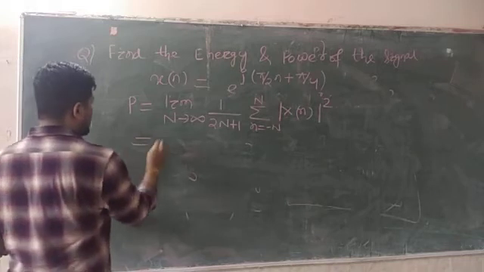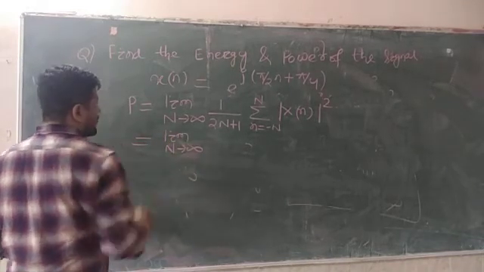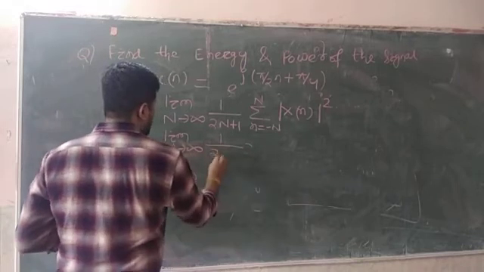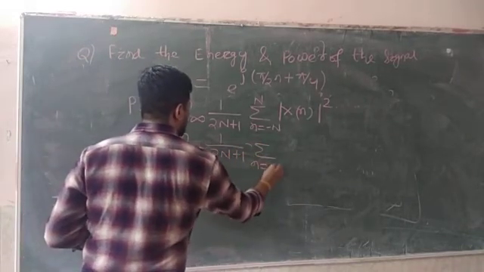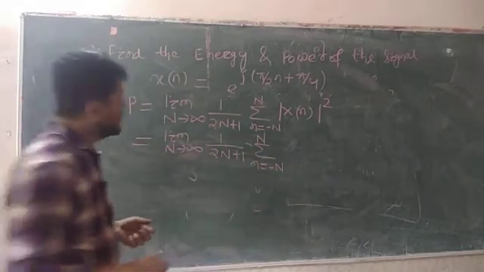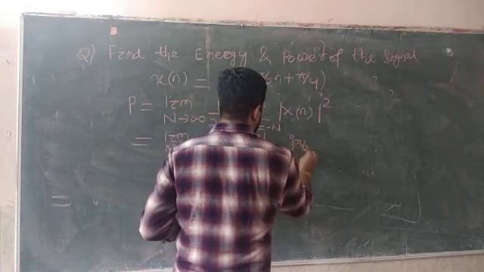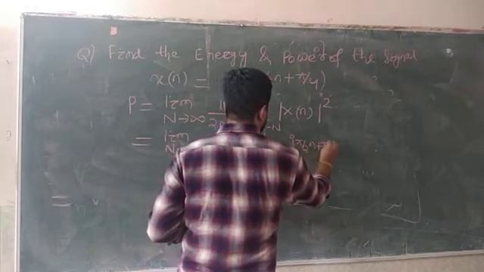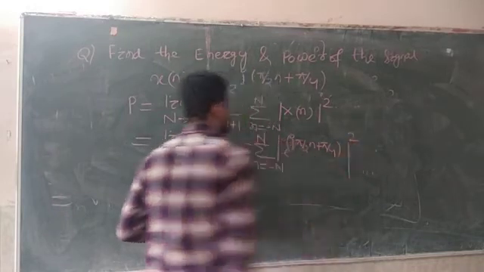Then what will be the value? The limit n tends to infinity, 1 by 2n plus 1, this summation becomes n equal to minus n to n. What is the value of xn? Xn is the magnitude square of e to the power j(pi by n plus pi by 4).